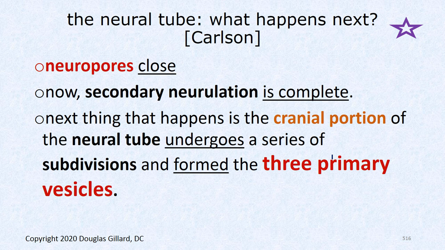The next thing that happens, the cranial portion undergoes a series of divisions too. So once the tube is all closed up and neurulation is over, all sorts of crazy stuff happens. We're just going to take a little glimpse at what's going on in the cranial portion of the neural tube. It's already forming the brain by the time these neural tubes close. It's actually during the process, it's already forming these primary vesicles.